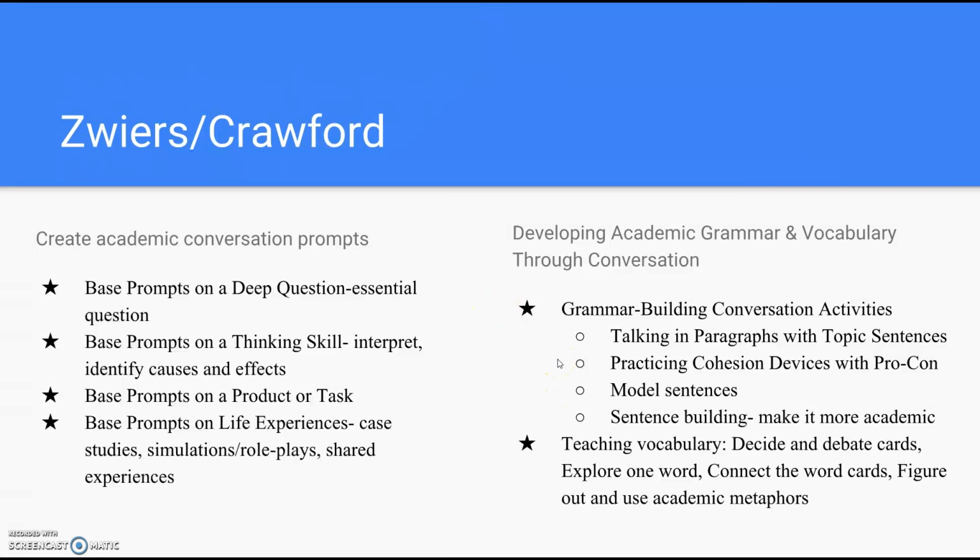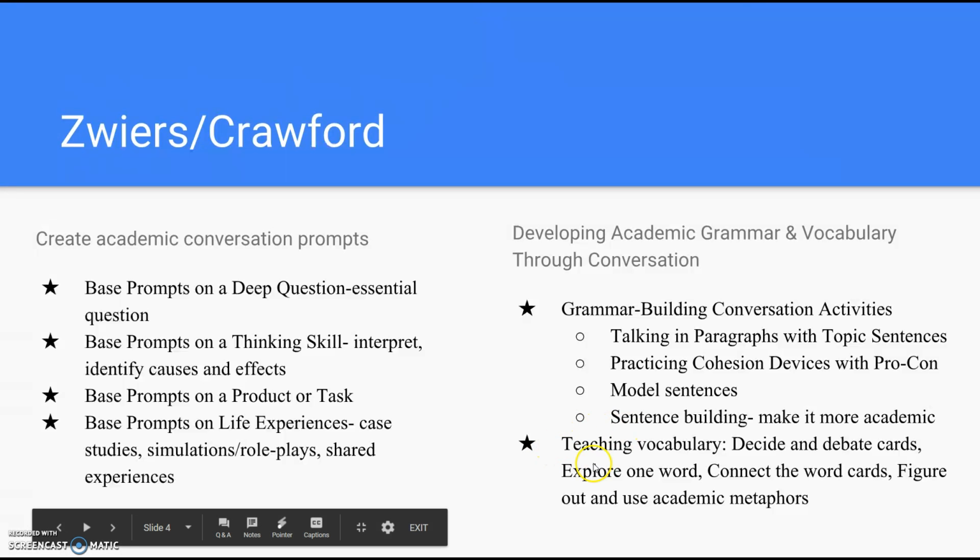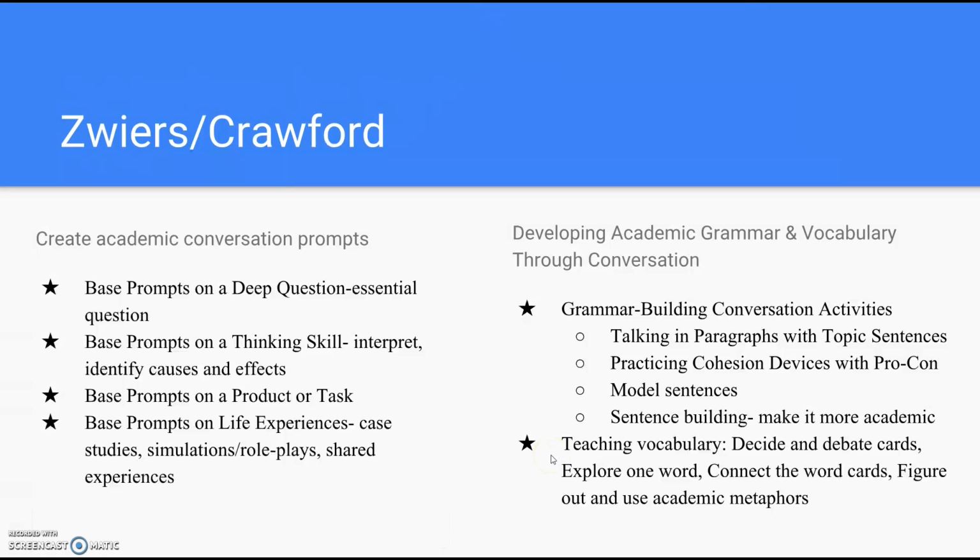You can do this using a variety of activities. So for grammar, you can do talking in paragraphs with topic sentences, or you can provide model sentences, sentence frames, or you can have them turn ordinary sentences into something more academic. And you would do the same for teaching vocabulary. For example, for vocabulary, we did a word sort just the other day, where students took certain words that have to do with evolution, and they had to sort them into different groups.